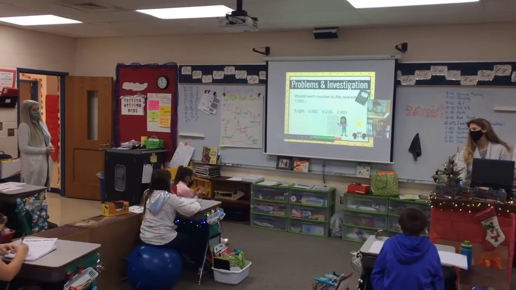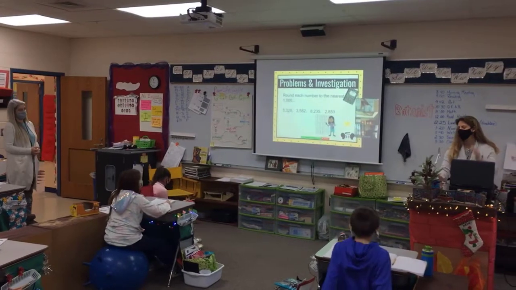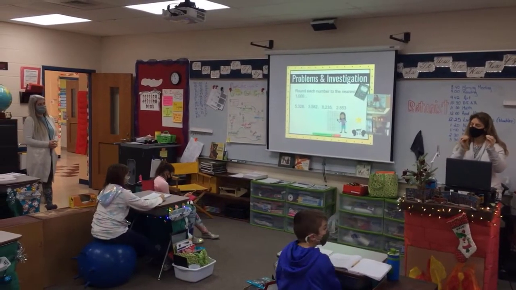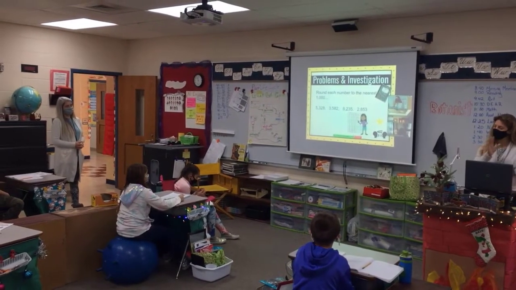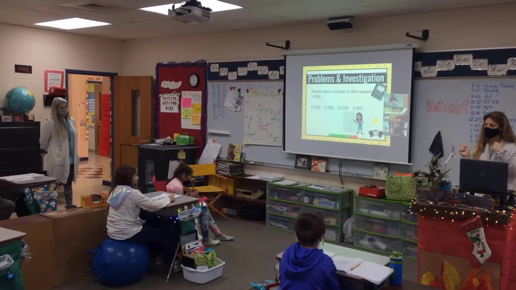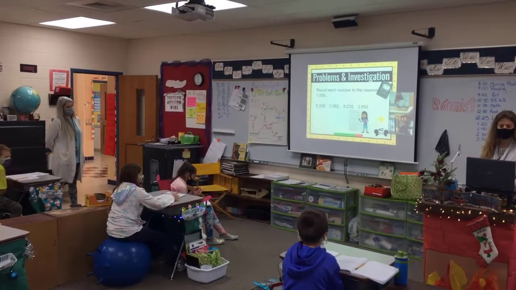So if you were making a number line and you were putting the numbers on a number line between 5,000 and 6,000, you're saying that 5,328 would be closer to 5,000 than 6,000. Did I rephrase that correctly? Did you think it? Okay, good.